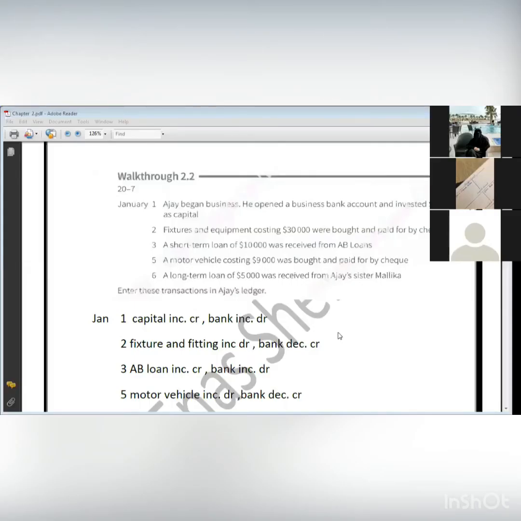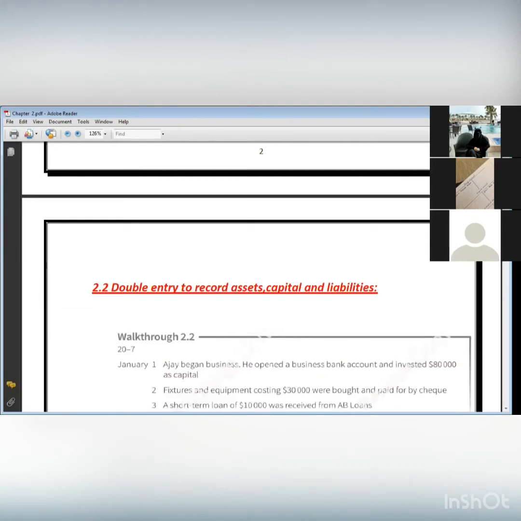Fixtures and equipment costing $30,000 were bought and paid for by check. So, what are the two accounts that I have? Yalla Ahmed. Tell me what are the two accounts that will be affected here on Jan 2. Fixtures and equipment costing $30,000 were bought and paid for by check. One minute. Bank, debit decrease, and fixture and equipment, debit increase.